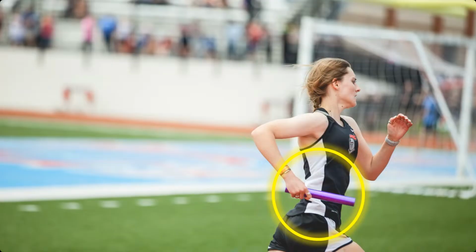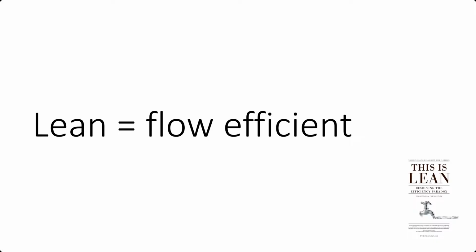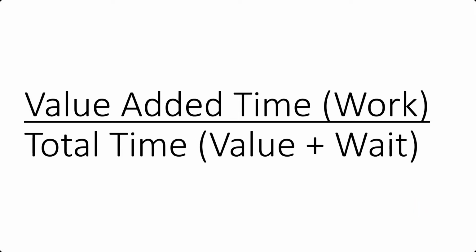So if we focus on the work, not on the workers, we're going to define lean, not completely, as attempting to become more flow efficient. And flow efficiency we'll define as value added time divided by the total time. Value added time is the time that we actually work on something, versus the total time, which is the clock time from when we start working on something to when it is actually completed.